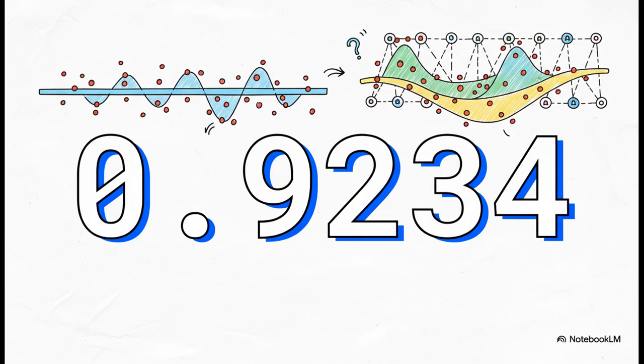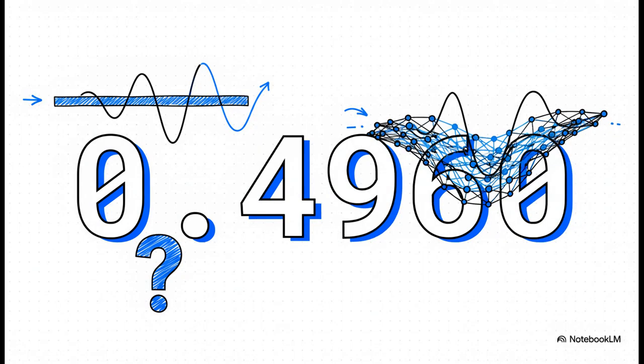So let's get down to the brass tacks, the actual numbers. We measure how good a model is by its error score, and lower is always better. Our first, simple model came in with an error of 0.9234. Just keep that number in your head for a second. Now, what about our upgraded model? Well, check this out. It scored a test error of just 0.4960. That's a massive, massive improvement.